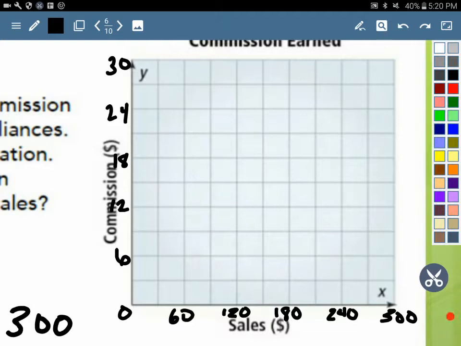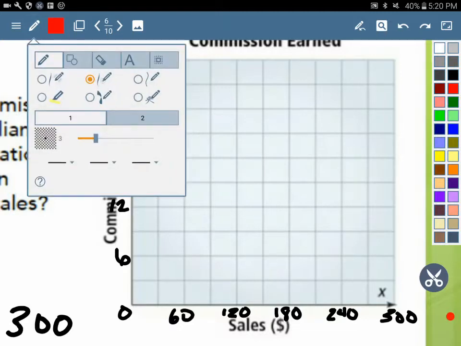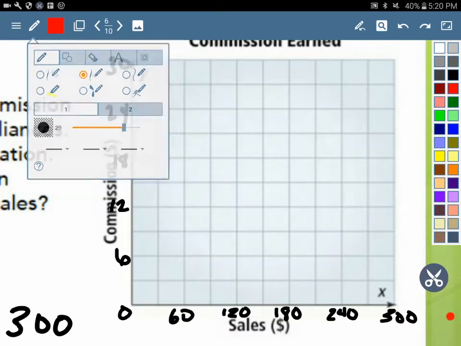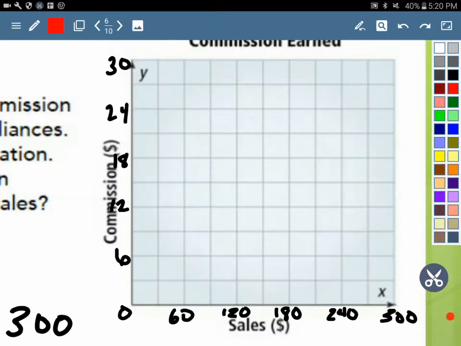So now I'm ready to actually plot. I'm going to make my pen a little bit bigger so that when I plot my points, they're highlighted. So 0 sales would mean 0 commission. There's that point. The first one that I did was $50, which again, you can estimate where 50 is.